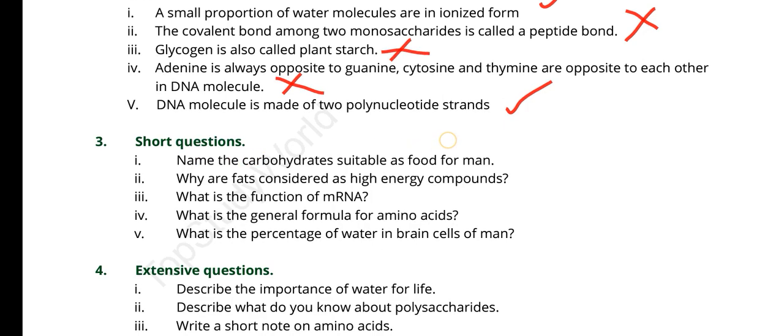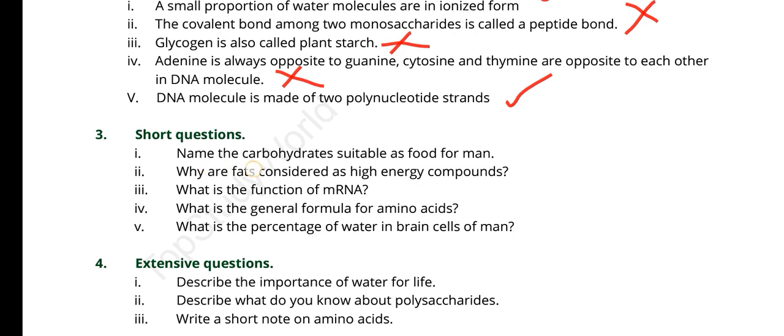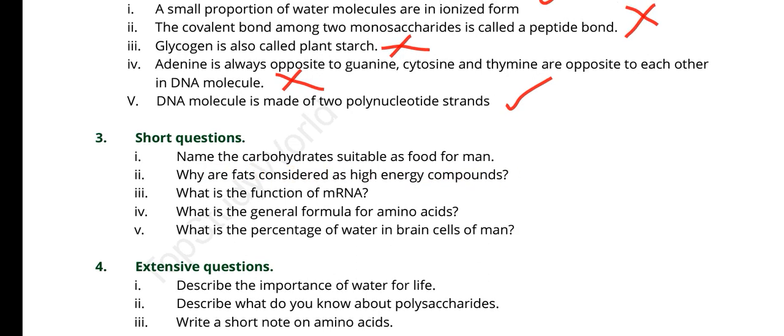Name the carbohydrates suitable as food. You can say cellulose, root tubers, starch and so many. Why are fats considered a high energy compound? We discussed it in our lecture, but here I will revise it for you. The fats contain a high proportion of C-H bonds and a low proportion of oxygen. Due to that property, the fats store double the amount of energy as compared to the same amount of carbohydrates.